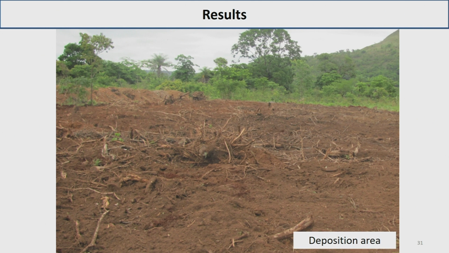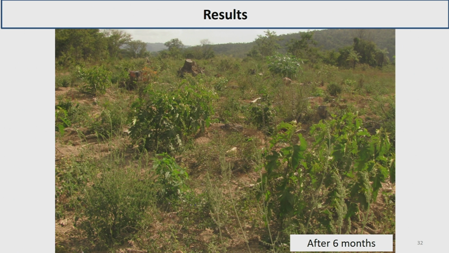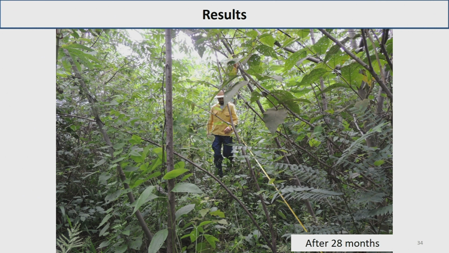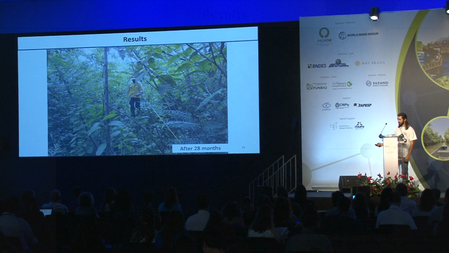Deposition area with bare soil. The same area 6 months after, with herbaceous shrub dominance. The same here after 12 months, with herbaceous shrub dominance and juvenile tree growth. After 28 months, with tree dominance and early secondary forest formation.